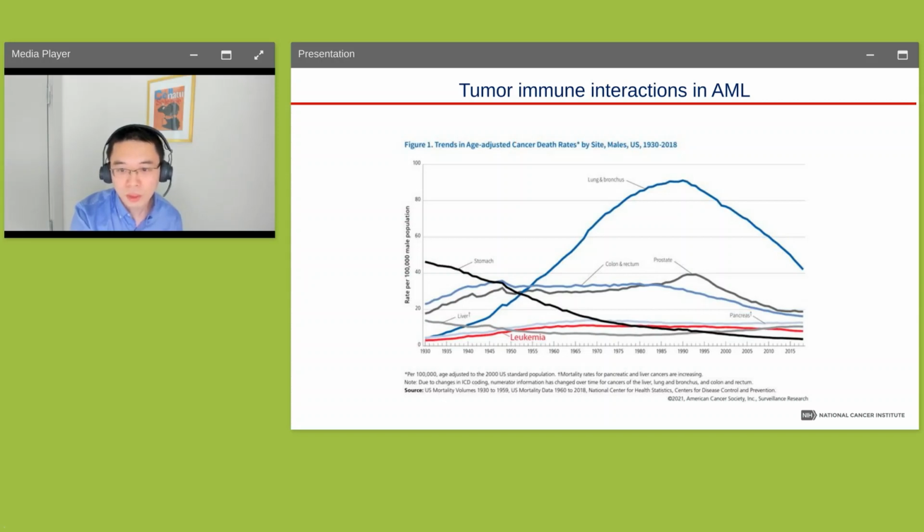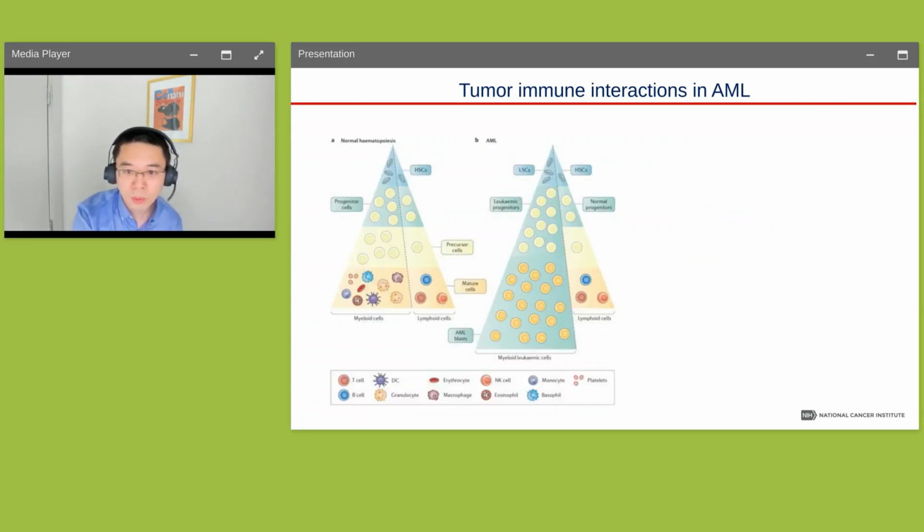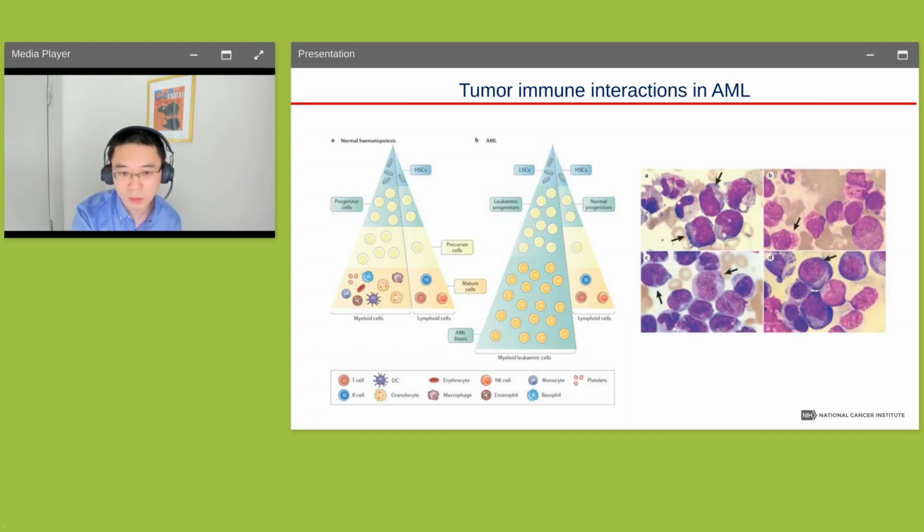As we know, in the normal bone marrow, this is normal hematopoiesis, and the blood cells, the myeloid cells, the lymphocytes, are all generated from the hematopoietic stem cells, and then they go to the progenitors, the precursors. And in the AML setting, a certain lineage will stop differentiation, and the cell population will significantly increase, then you will see a lot of AML blasts. These are leukemia cells circulating in the patient's blood or in the bone marrow.